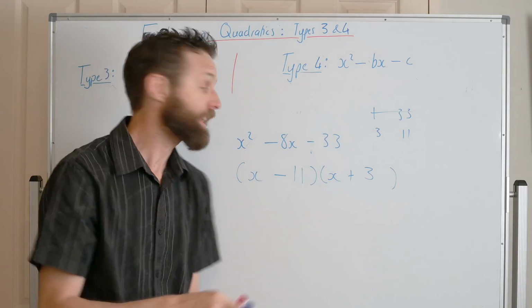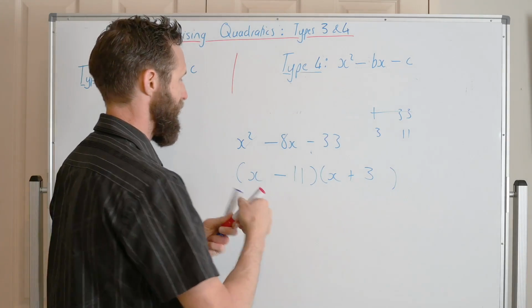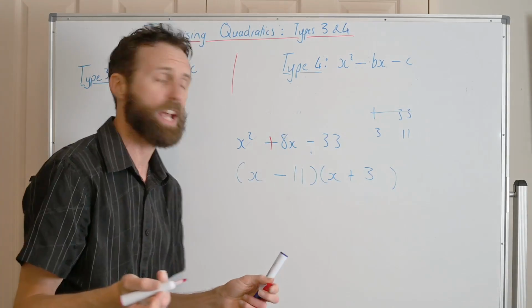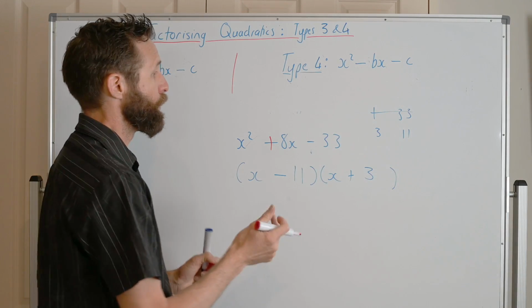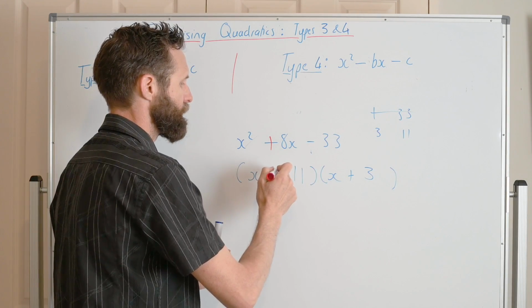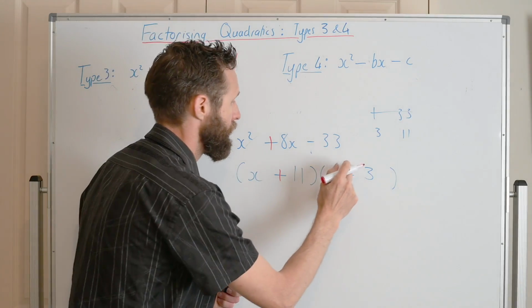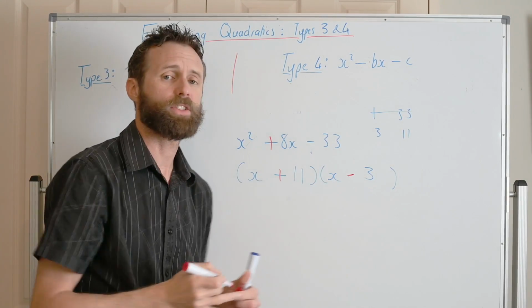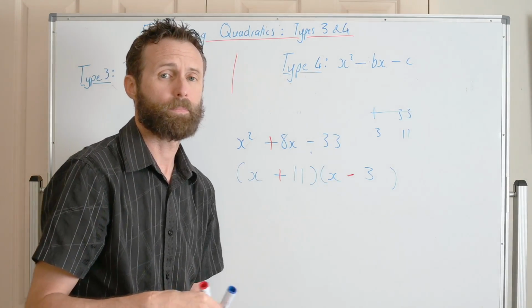Now if I change one thing about this, let's say that I said now we've got a positive 8 here, how would that change my factorization? Well, this time I've still got the same difference between my factors, but I need a positive, so I'd have a positive 11 and I'd change that to a minus 3 and I'd be away.